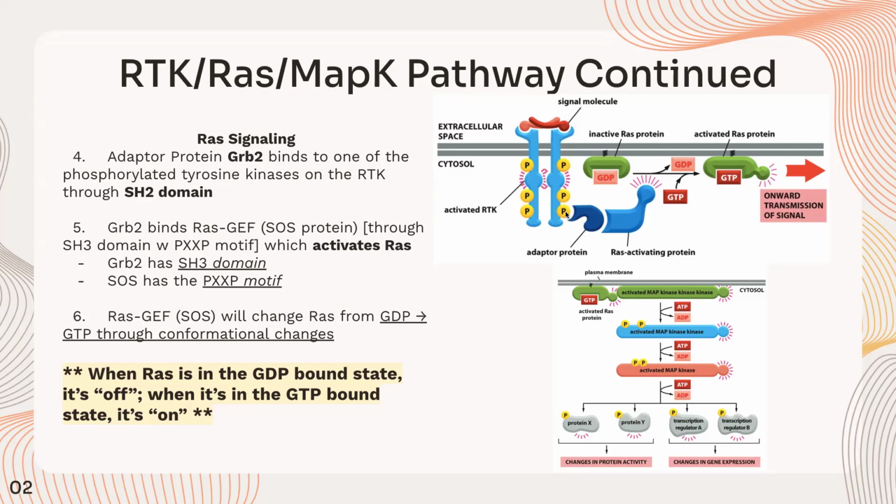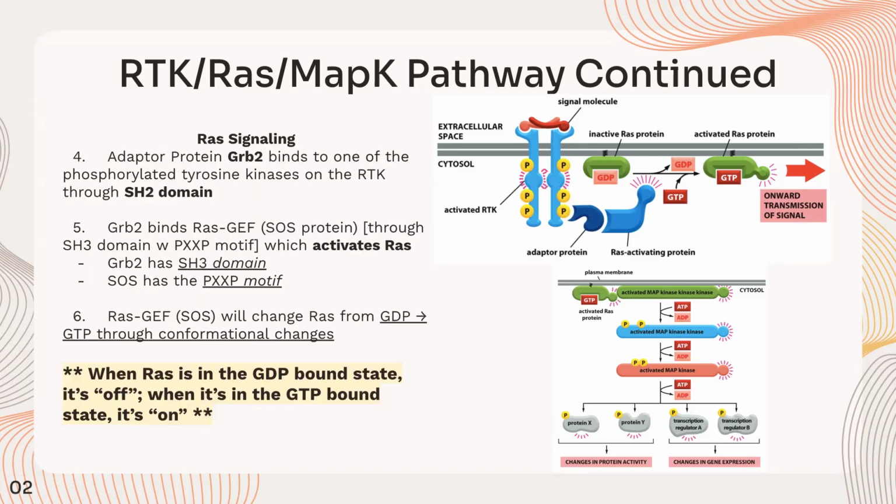So that SOS protein, aka it's labeled RAS activating protein here. This is the RAS-GEF, is going to change RAS from GDP to GTP through conformational changes. So this is the asterisk. When RAS is in the GDP bound state, it's off. And when it's in the GTP bound state, it's on. So similar to like ATP and ADP, right? Like how you kind of switch between those to turn things on and off. This is the same concept.